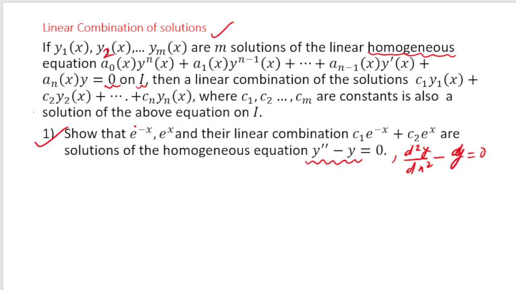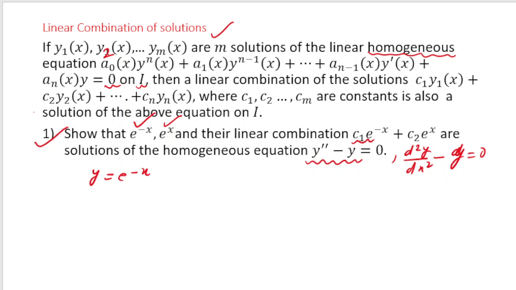So they are saying that there is a function e to the power minus x and another function e to the power x, and their linear combination, that is c1 into e to the power x and c2 into e to the power x, are solutions of this homogeneous equation. So first of all, suppose I take y is equal to e to the power minus x, and I want to show that y is equal to e to the power minus x is a solution of this equation.